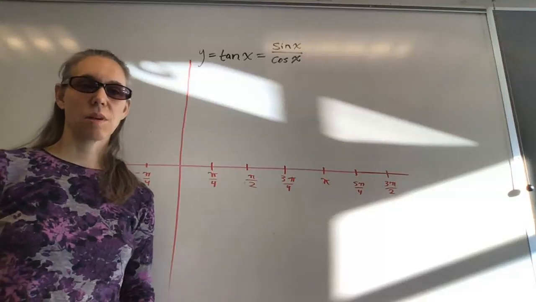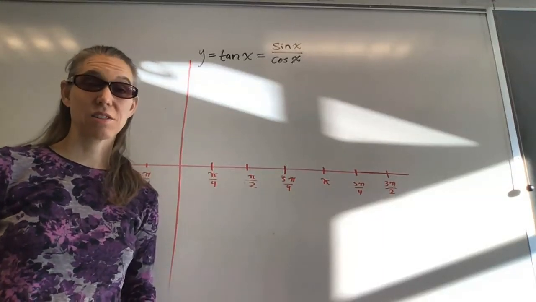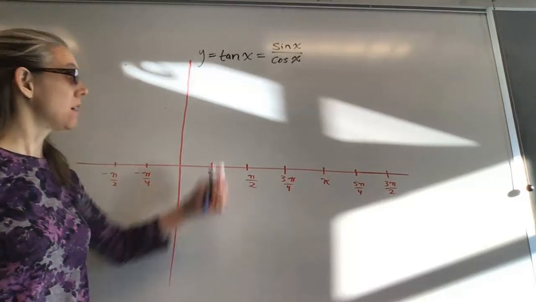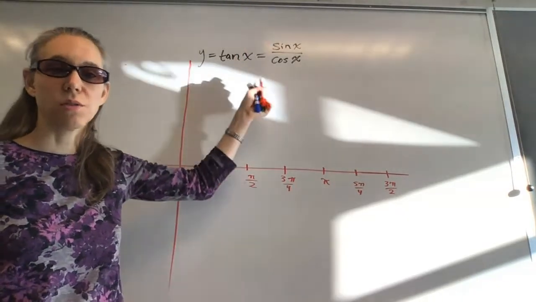In today's lecture, we cover 4.3, tangent and cotangent. Let's start with tangent. Tangent is the ratio of sine over cosine.